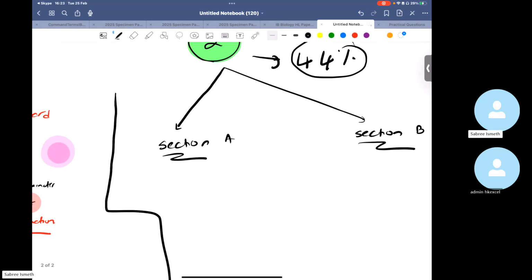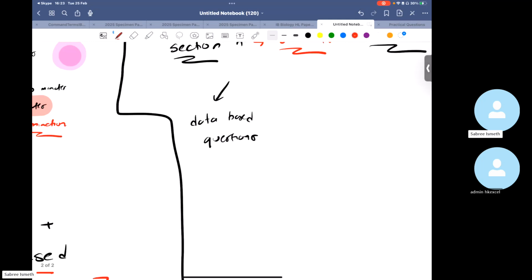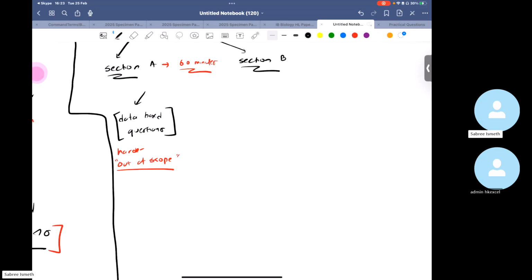For section A, I tell my students to dedicate 60 minutes. The 60 minutes is for 2 parts, because section A has data-based questions, very similar to paper 1B questions, but slightly harder because they are out of scope. That means it is similar to what you're studying in IB, but out of your syllabus type of experiments or data. Then I'll teach you some techniques of how you can practice for this. It also has short response questions. So we're going to see what paper 2 looks like now.